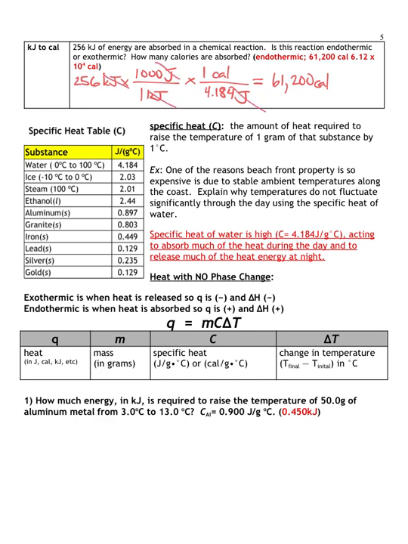So I do want to talk about this question. Is this reaction endothermic or exothermic? There are words that really suggest whether this reaction is endothermic or exothermic. If I hear the word absorbed, that means it's endothermic.